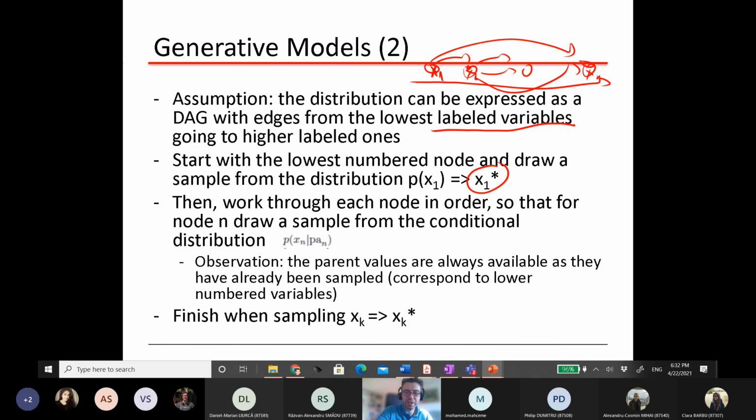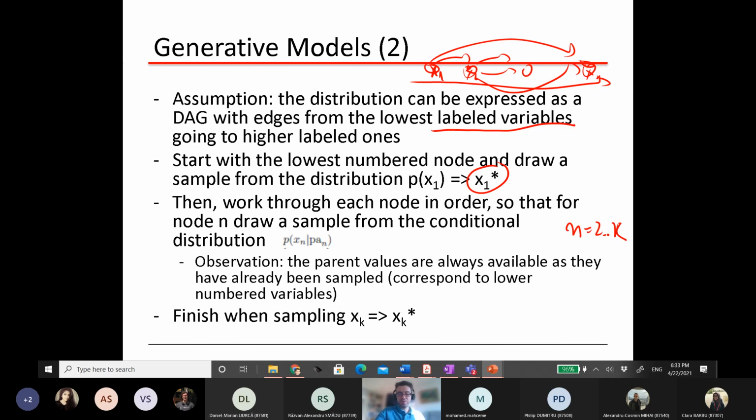So let's assume that we are at index n. So n goes from 2 to the last one, to k. And now each time we sample P of xn given the parents of node n. And actually the parents of node n are always to the left. Therefore, they have already been sampled. So always for the parents, they have a lower number. Therefore, we know their actual value. So we know all the conditioning for this distribution. Therefore, we can just sample from it.